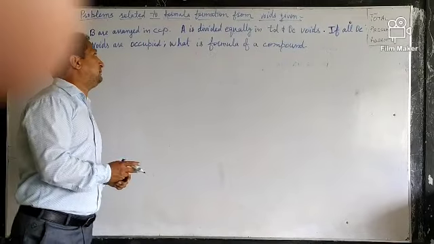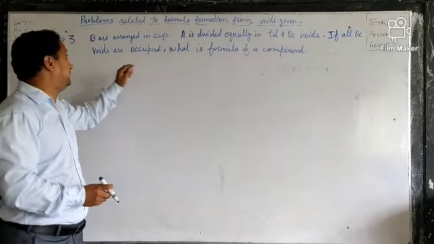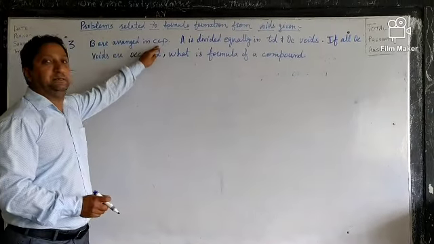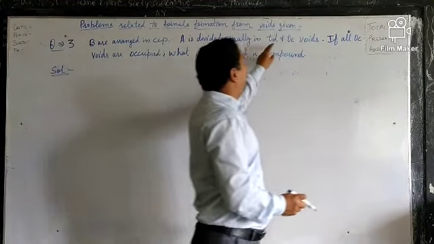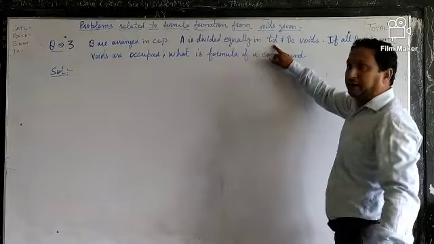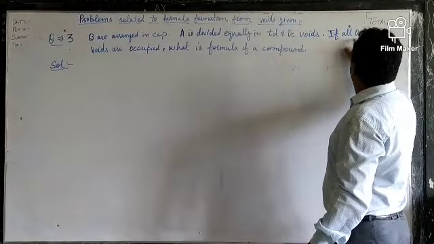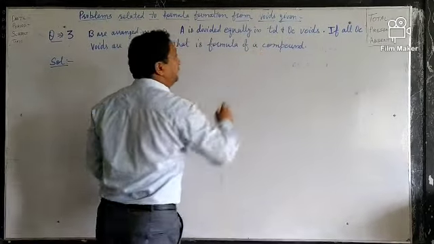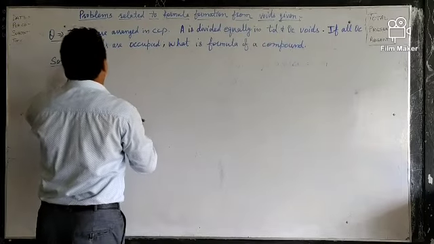Students, this time I have written the question in short form. I hope you will understand it. Atoms B are arranged in CCP, that is cubic close packed. A is divided equally in the TD, meaning tetrahedral, and OC, meaning octahedral voids. If all the octahedral voids are occupied, what is the formula of the compound? This is the question. Then solution.